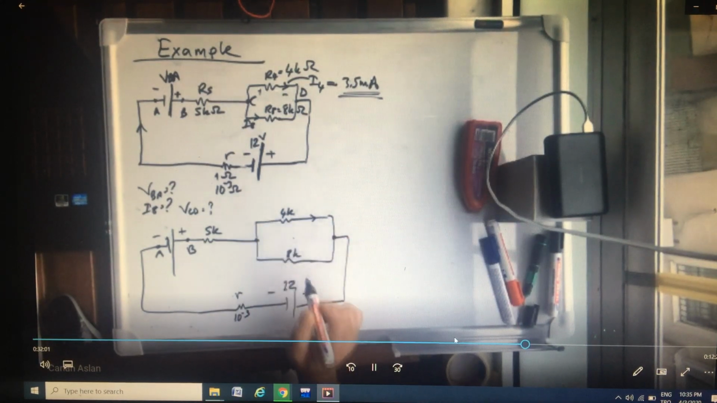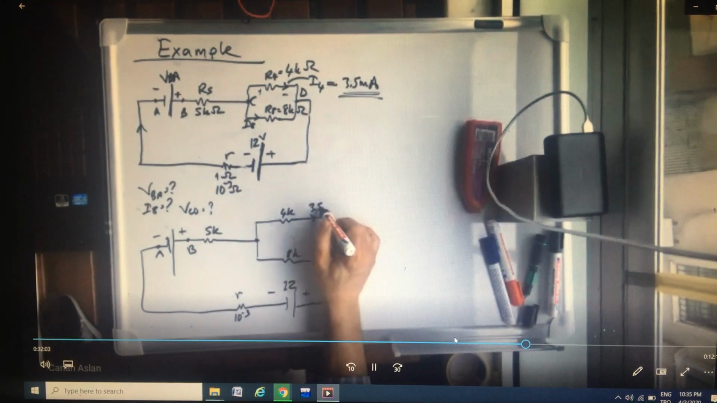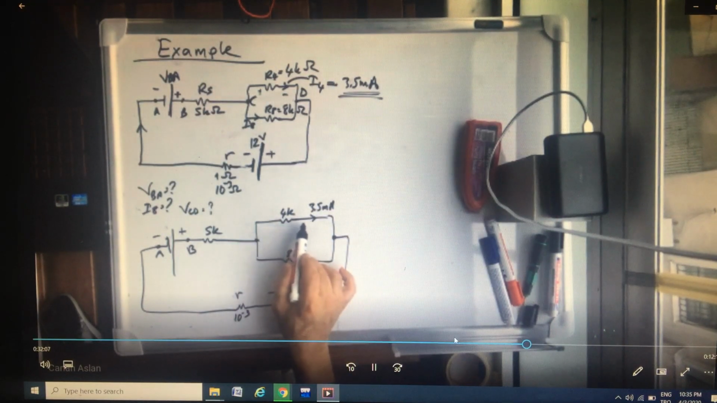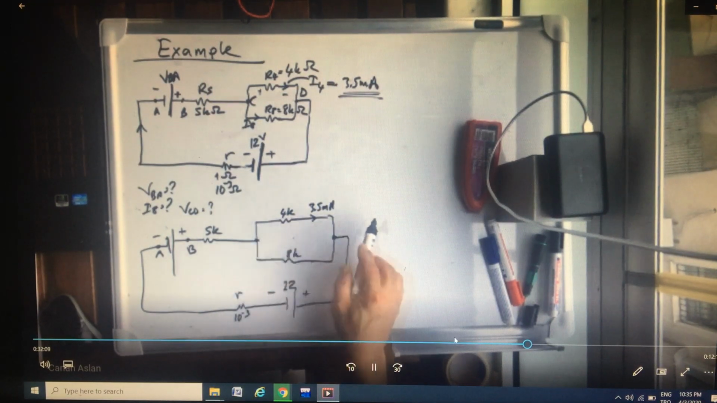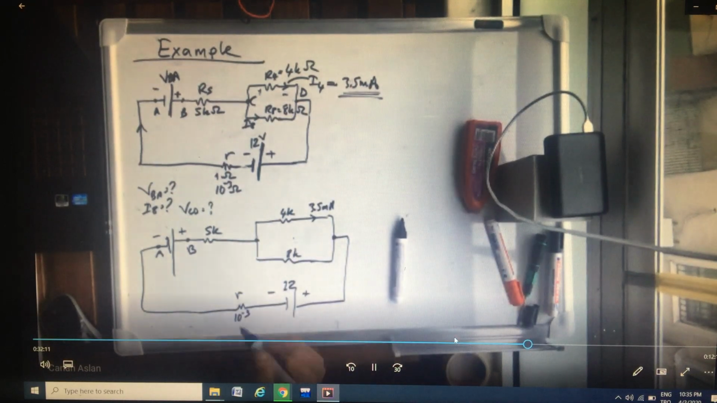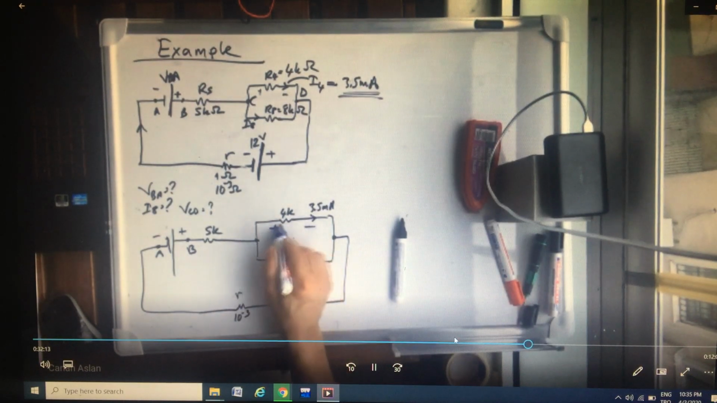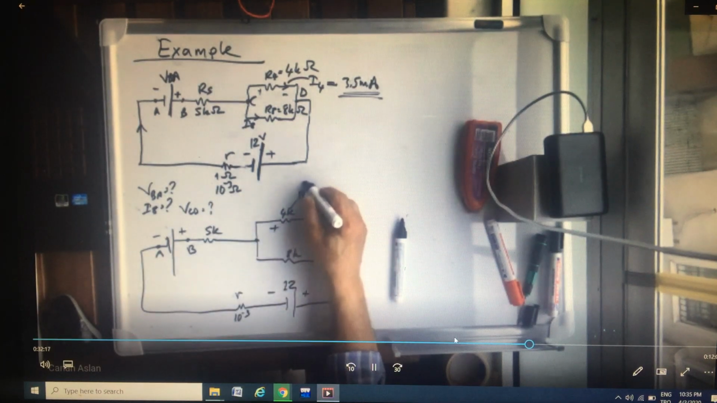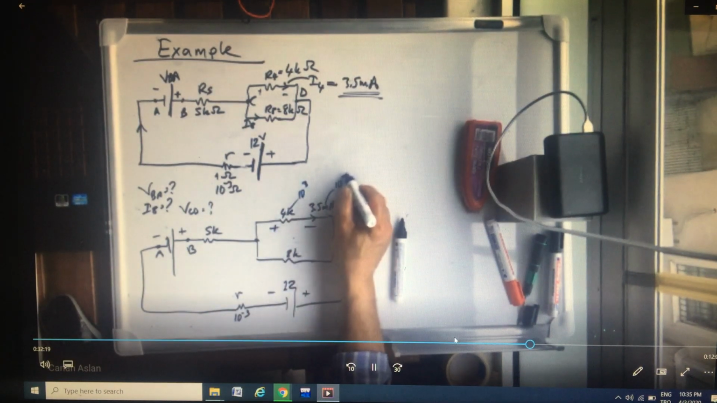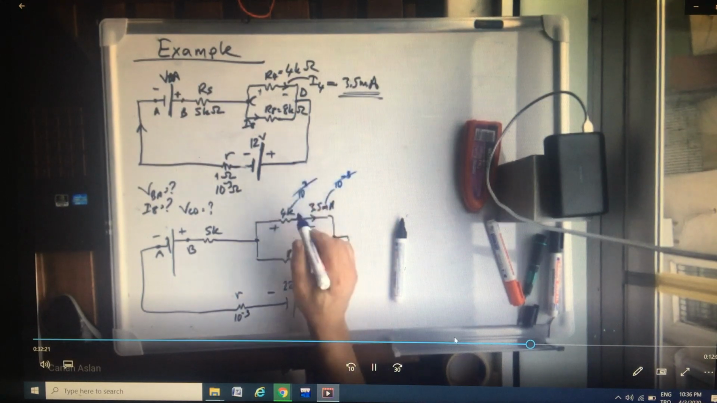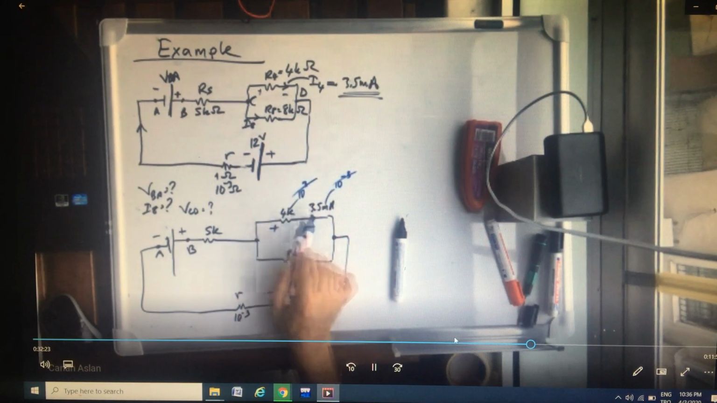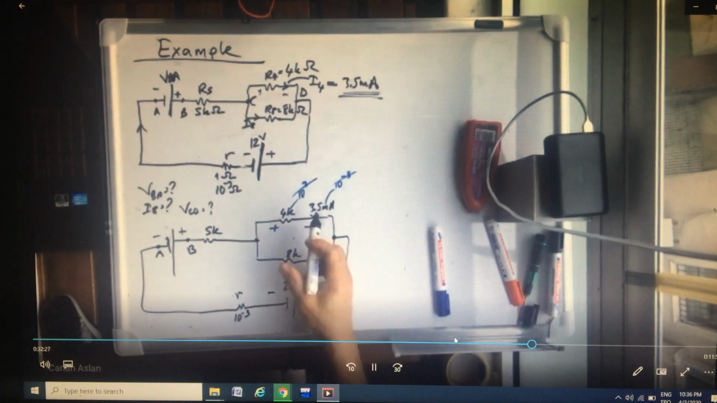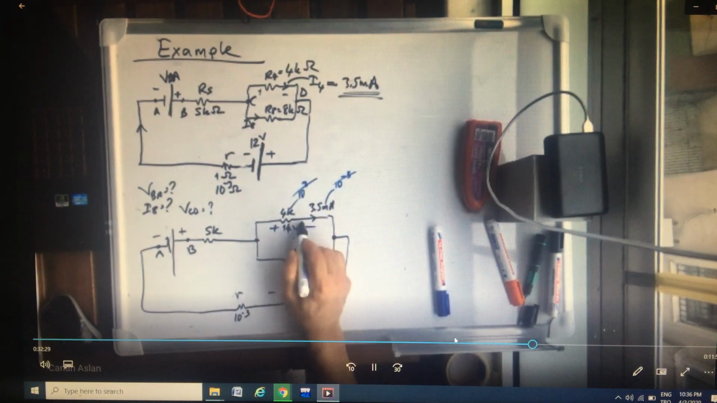Now the current passing through here is 3.5 milliamperes. What is the voltage then? If the current is moving from left to right, then it must be plus and minus the product of these two. So K is 10 to the 3, milli is 10 to the minus 3, they will cancel each other. And then it's just the product of 4 and 3.5. 4 and 3.5 is just 14 volts. This is just 14 volts there.